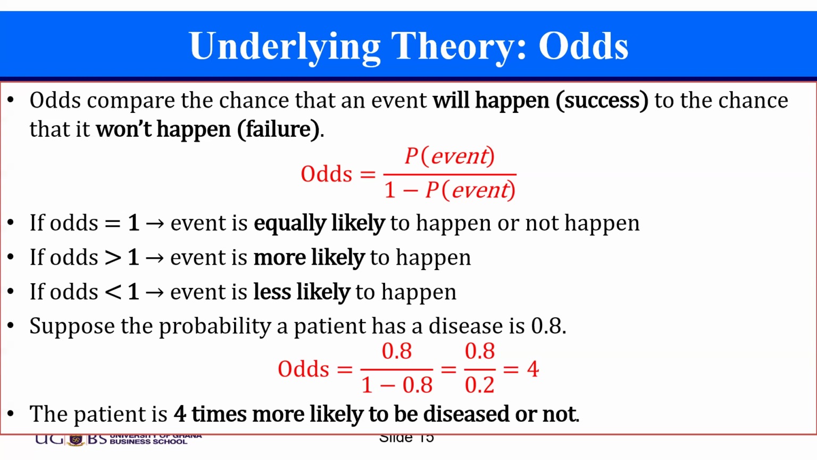If the probability is 0.8, what are the odds? You just did it already, it's 4. What does that mean? Event is more likely to happen. Good. And if the probability is 0.2, what are the odds?